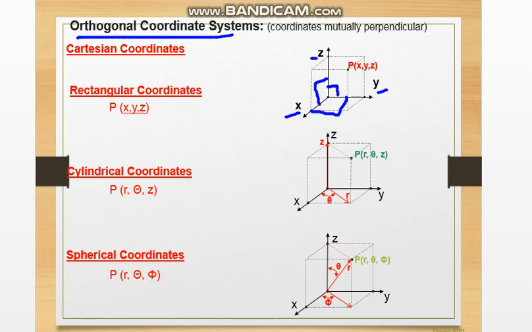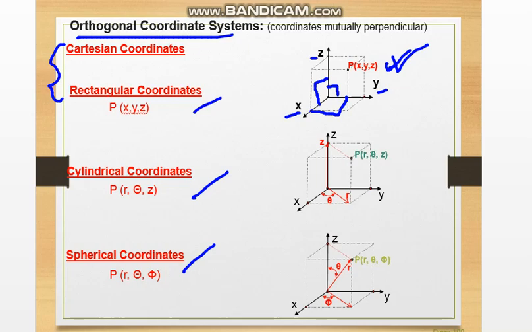The orthogonal systems include the rectangular coordinate system, cylindrical coordinate system, and spherical coordinate system. Rectangular and Cartesian are the same coordinate system, and it is used in most of the physical and mathematical problems that we encounter in daily life. But if it is a cylinder, it will be a cylindrical coordinate system, and if it is a sphere, that will be a spherical coordinate system.